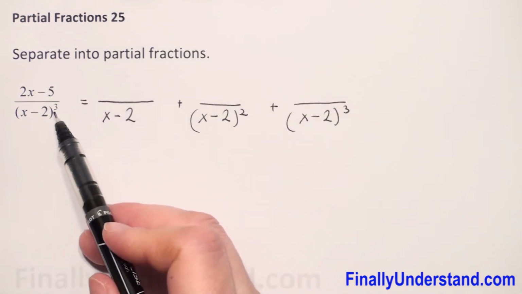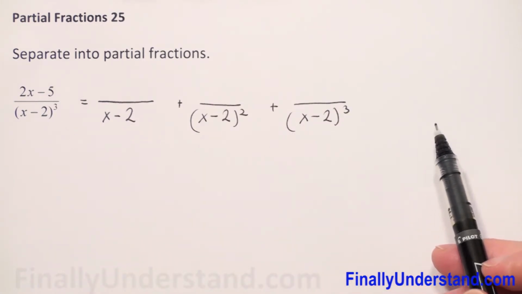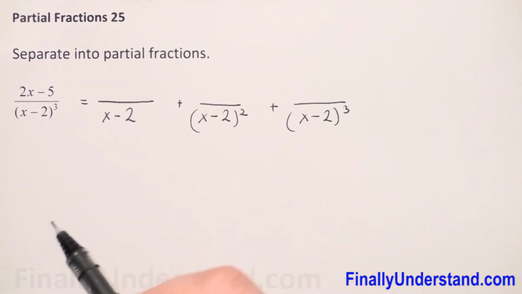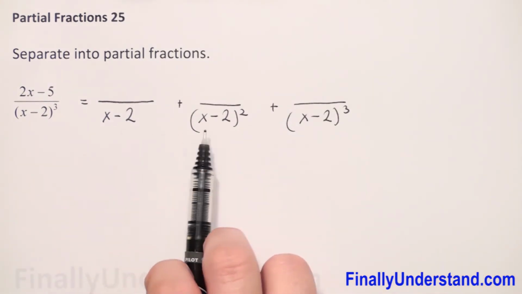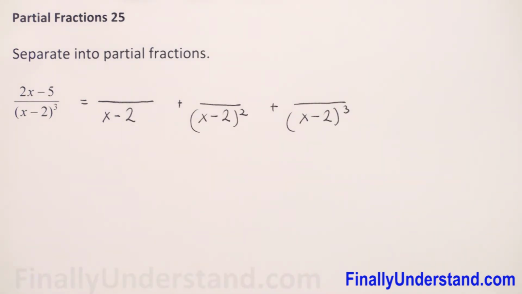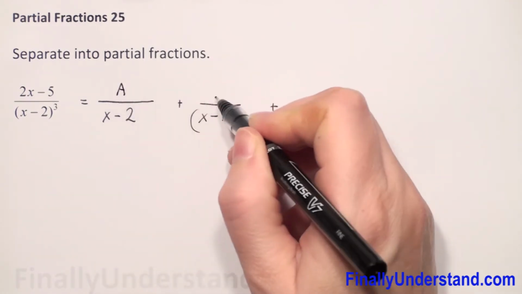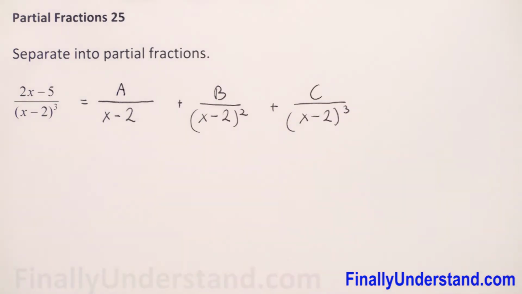When you have the fourth power here, it means you have to repeat this until x minus 2 to the fourth power. And next, because the factor we have in the denominator is x minus 2, a repeated linear factor, it means that in the numerators we have to have only constants. So it will be A, B, and C. And now our unknowns are A, B, C. We need to find these constants.